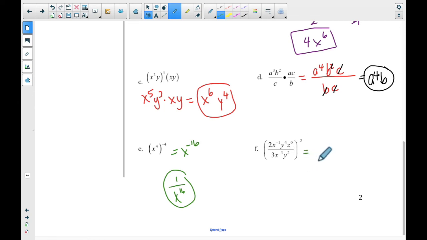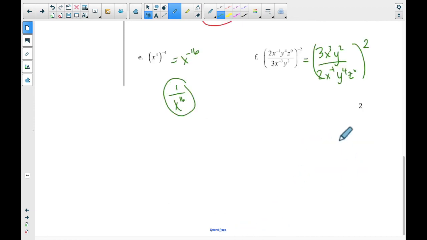So much so that I'm going to take it step by step. The first thing I'm going to do, a negative power on the outside means you should flip everything on the inside. So I'm going to flip this: 3x to the 3rd, y squared over 2x to the negative 1, y to the 4th, z to the 0, with a 2 outside. Okay, I flipped it. Since I flipped it, it's not negative 2 now. Now it's just a regular 2 because I flipped it.